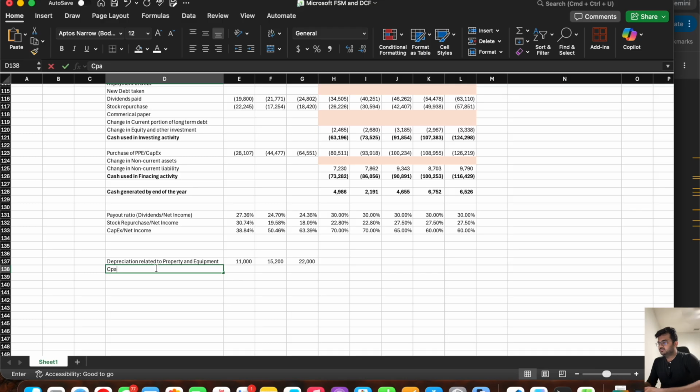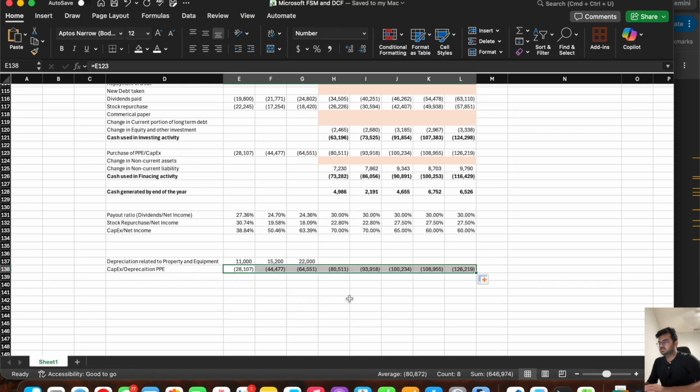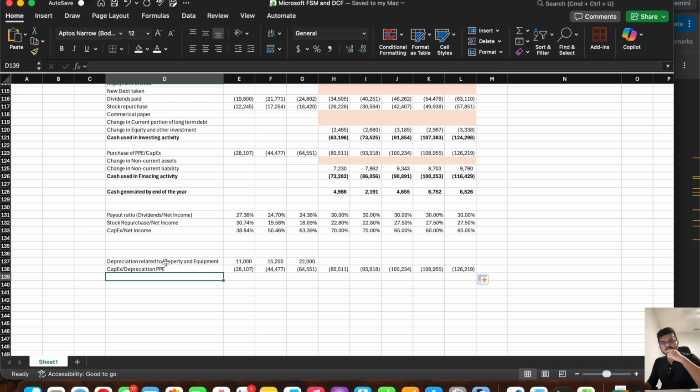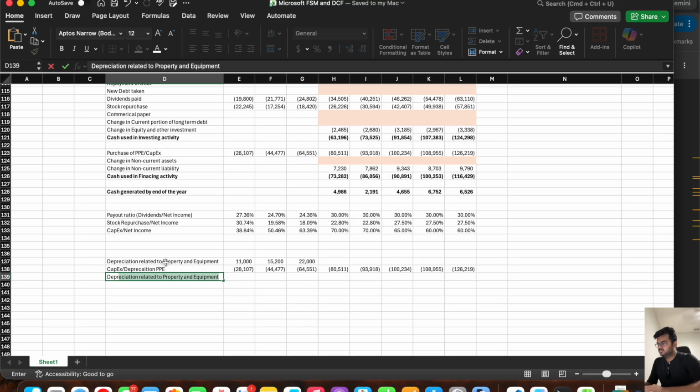Rather, what I would do is I will figure out how much depreciation happened with respect to capex. We knew what is the capex for the last 3 years, which is this number, and we calculated what is the numbers for the next 5 years as well. Now I will calculate this ratio and try to assume that is going to be the number or the ratio for the next 5 years as well. So let's do it. Depreciation related to PP&E by capex.